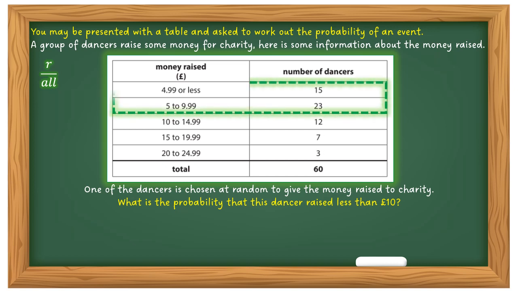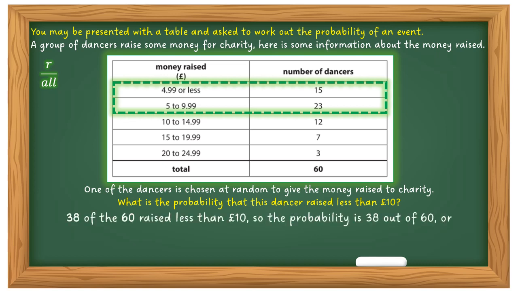So what you do is you select the number of dancers who have raised less than £10, add them together, which you can see there is 30. Okay, now 30 of the 60 in total raised less than £10, so the probability is 30 over 60. The question doesn't ask you to simplify it, so that's the answer. But it may ask you to simplify it, it may ask you to convert it to a decimal, it may ask you to convert it to a percentage. Just follow the routine I've shown you already.